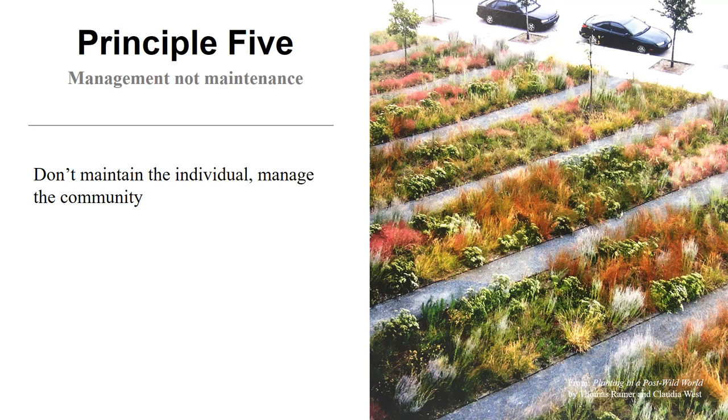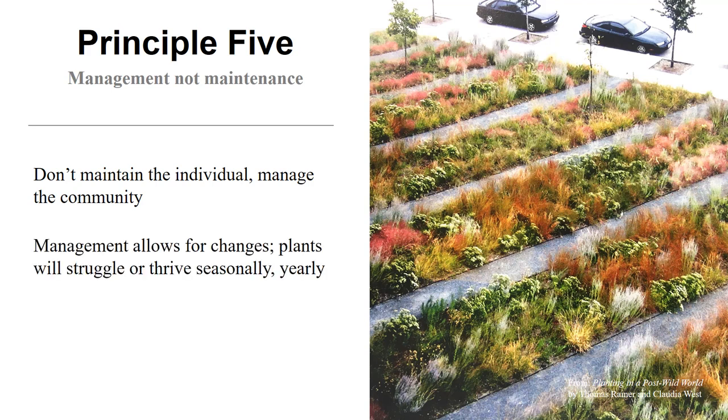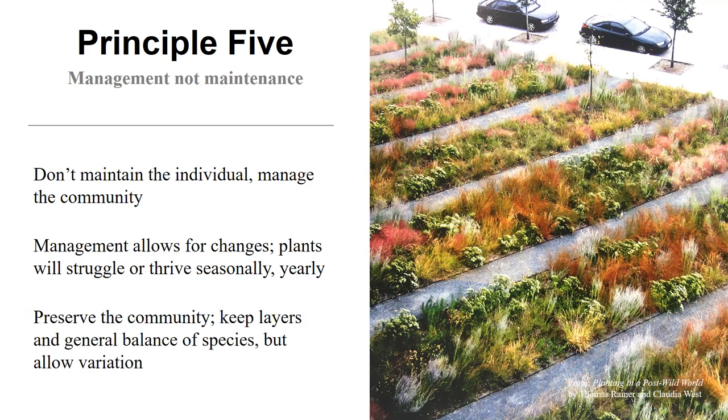We want to make sure that all of the plants are doing reasonably well, or just that the whole community on average is doing well. And so management allows for change. Some plants will struggle year to year. Some will thrive depending on what the season brings us. And yearly, the garden may look better sometimes and not others. But overall, when we do our management, we're trying to preserve the community. We're trying to keep the layers and the general balance of species, and this allows for some variation.